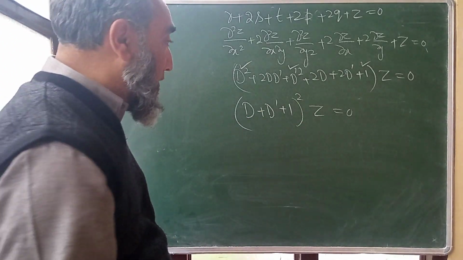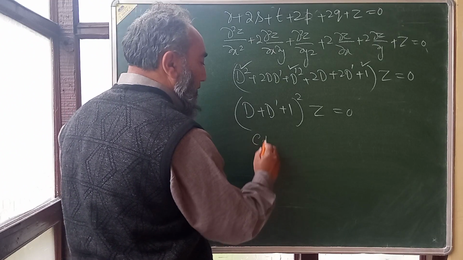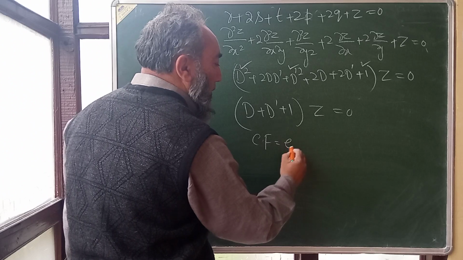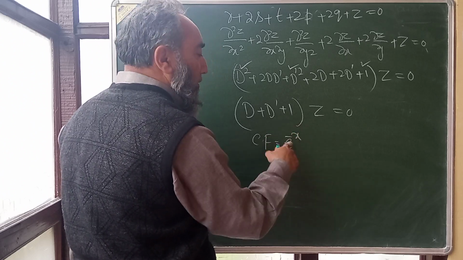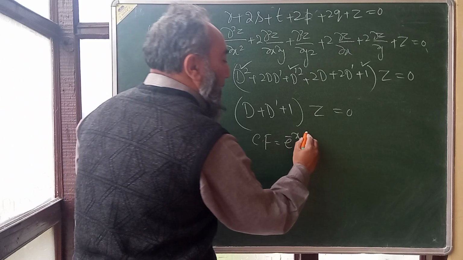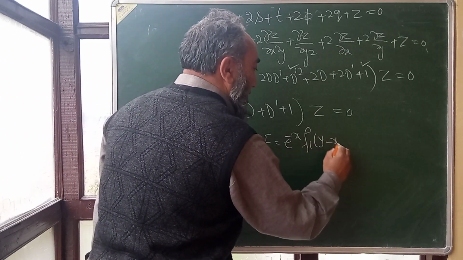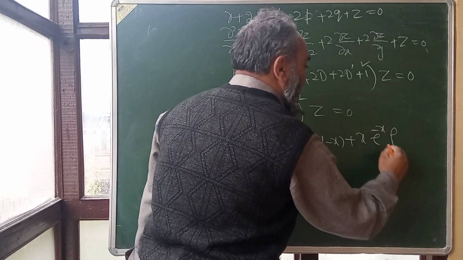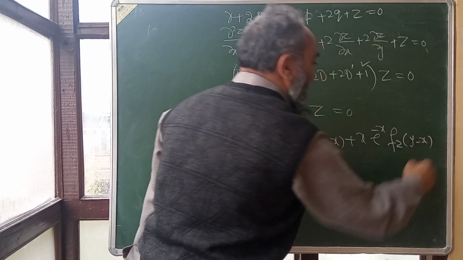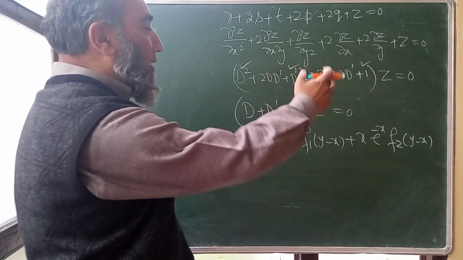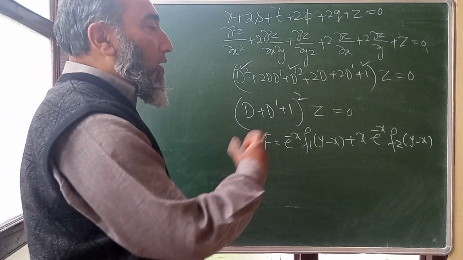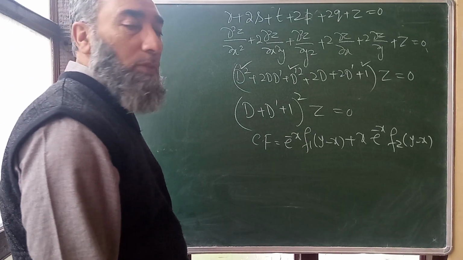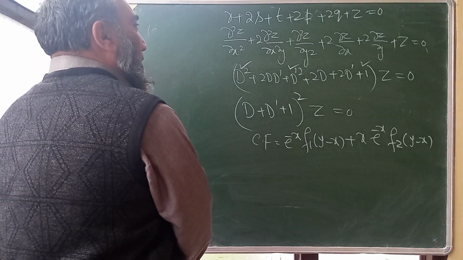You have repeated factors. So complementary function. For one factor only, what you have to write? E raised to the power minus x. It is plus x over here. Plus 1, so minus 1. Function of y minus x. Okay, then now we have square. So plus x times e raised to the power minus x, function of y minus x. This is the solution. If you have a third factor, then x square e raised to the power minus x, function f3 of y minus x. Okay. Let me take one more question.